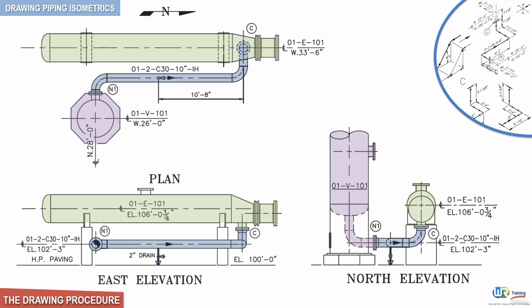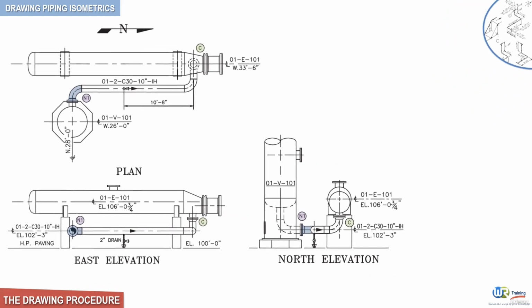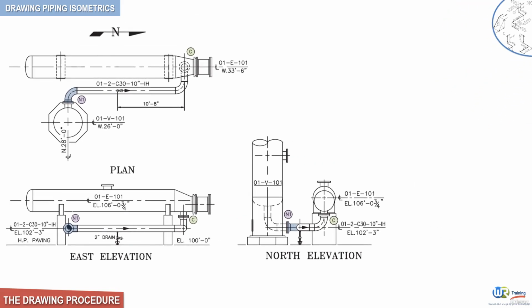Okay, now as depicted in this figure, our line is attached to the distilling column at nozzle N1 and to the reboiler at nozzle C. The line begins relative to the flow direction at nozzle N1 with a flange and an elbow welded together. In order to draw our isometric, we will consider nozzle N1 as our starting point.